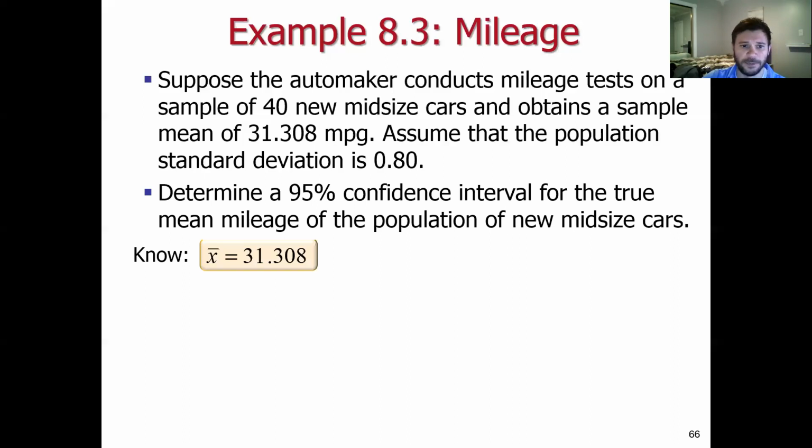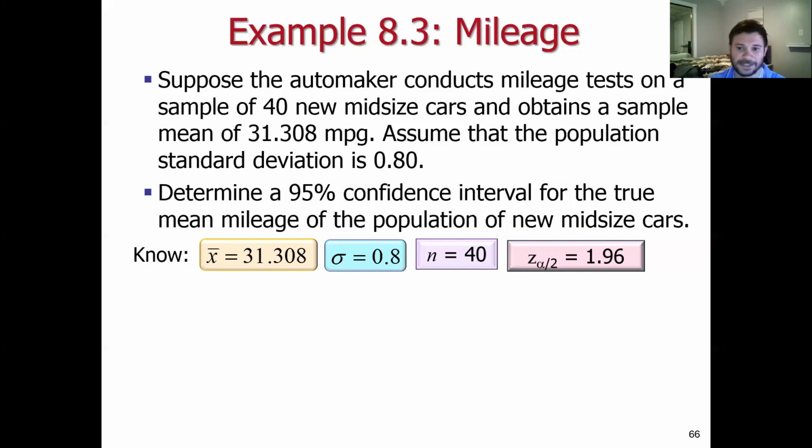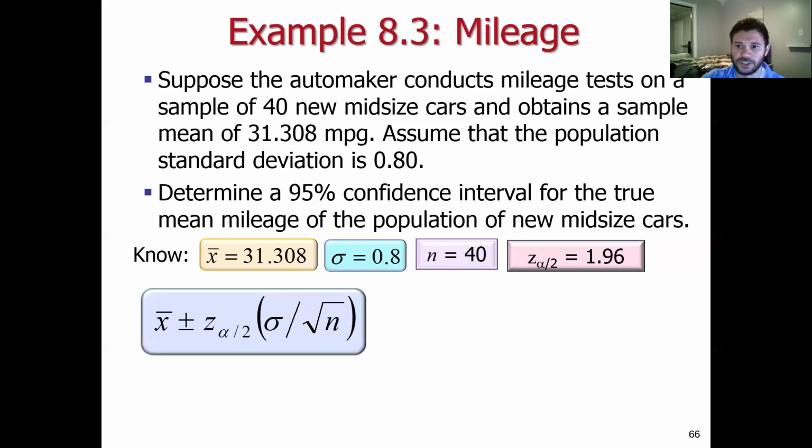So again, here's what we know. We're given our sample mean, and we're assuming that the population standard deviation is 0.8, and we have a sample size of 40 observations. Since we're using a 95% confidence interval, the z-value threshold leaving only 2.5% probability in either tail comes out to 1.96. In a previous video segment, we saw that was one of the commonly used thresholds, the 95% threshold.